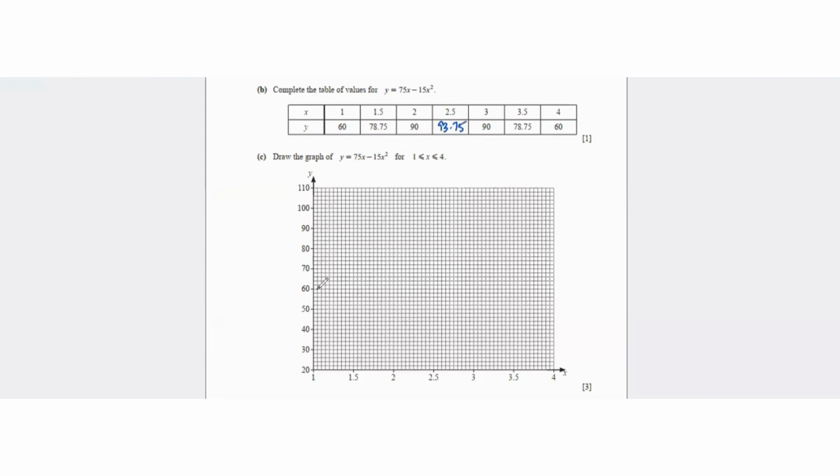So 1 and 60 is this point, 1.5 and 78.75. So there are 5 small boxes between 70 and 80, which means each box would be representing 2 units. So 78.75 would be in the middle of this, somewhere over here.